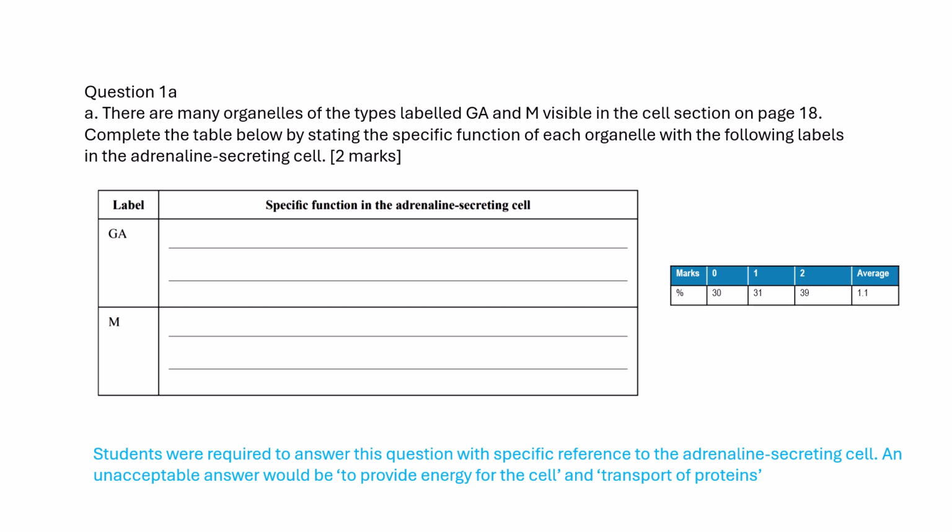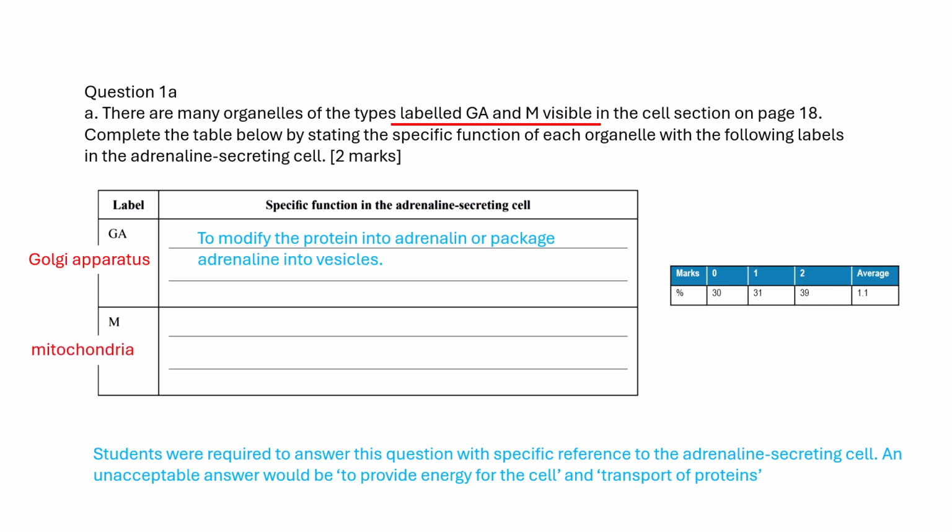Some organelles in this photo are labeled as GA and M. GA is the Golgi apparatus. One of its functions is to modify the protein into adrenaline or package adrenaline into vesicles. M is mitochondria. One of its functions is to provide energy for the synthesis of adrenaline.